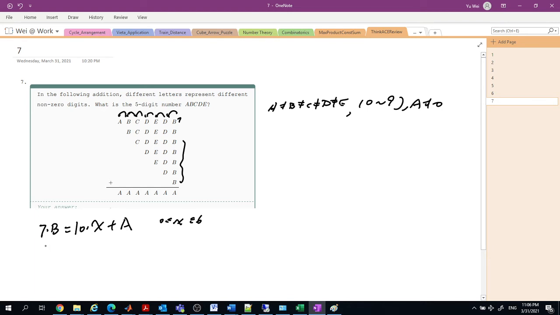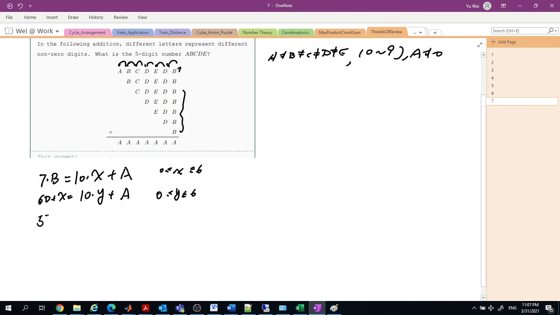Now let's do d, right? So 6d plus the carry of x is equal to 10 times y plus a, right? So we have this amount of things. So 6 times 9 is 56. So y also should be less than. Now what's next?